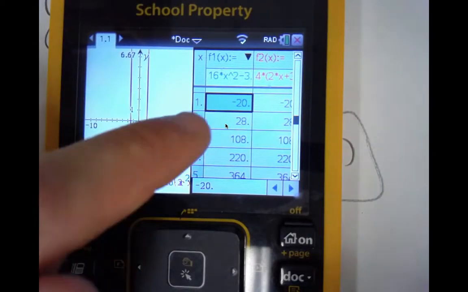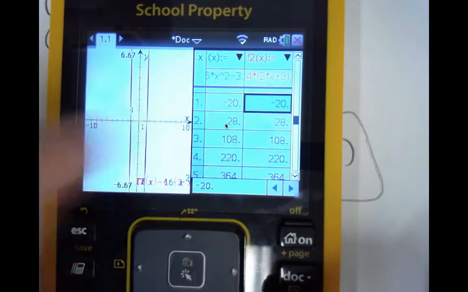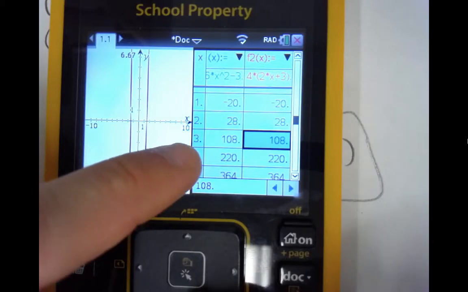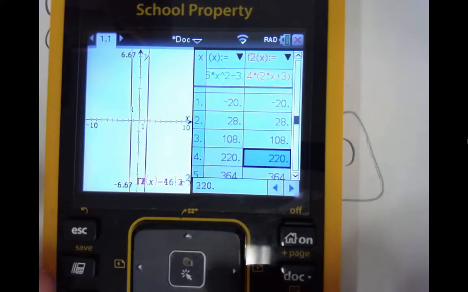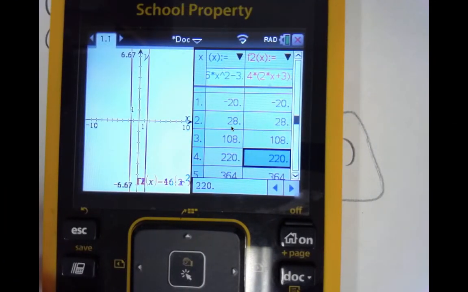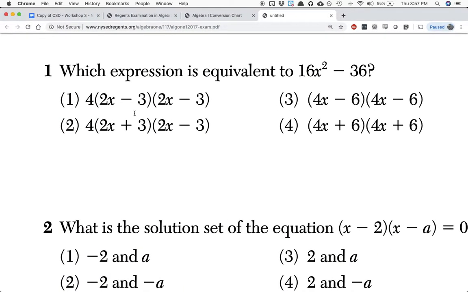For my blue function up over here, at 1, it was negative 20. For the red function I made, it was also negative 20. At 2, they match perfectly. At 3, they match perfectly. I found my equivalent answer. If that wasn't answer choice 2, I would have just kept plugging in for 3 and then 4 until I found a table situation that worked like this, or a graph where it lied right on top of each other. Either way, you've seen 2 ways to solve question number 1. The answer is answer choice 2.